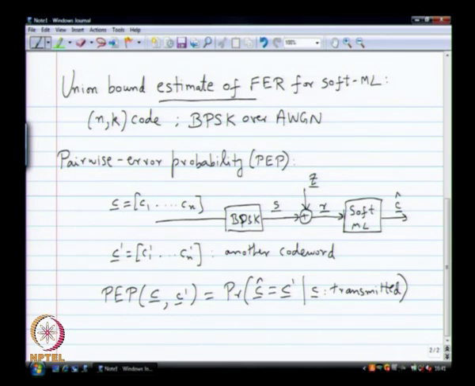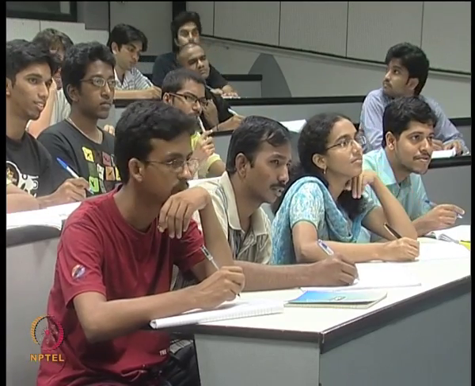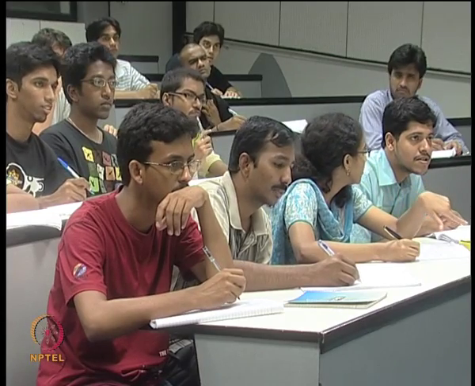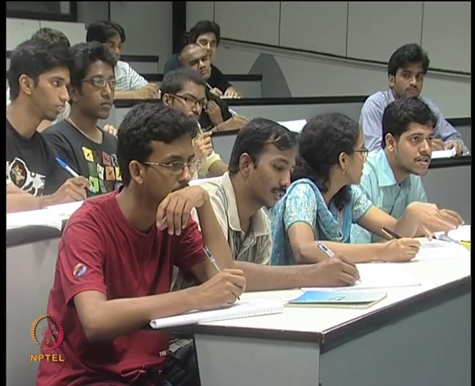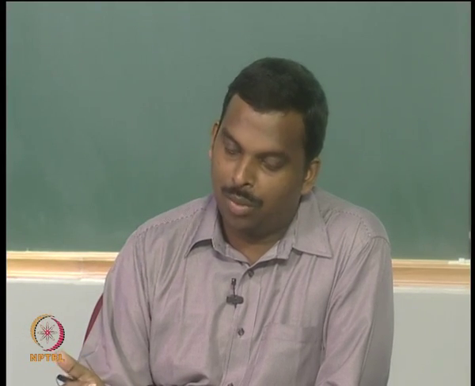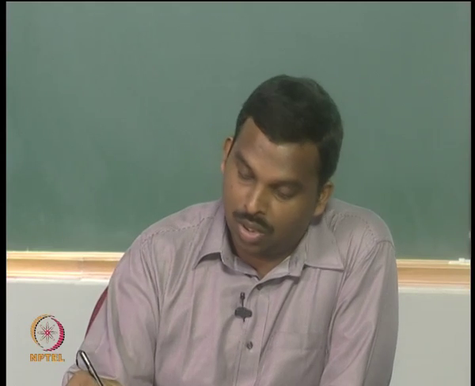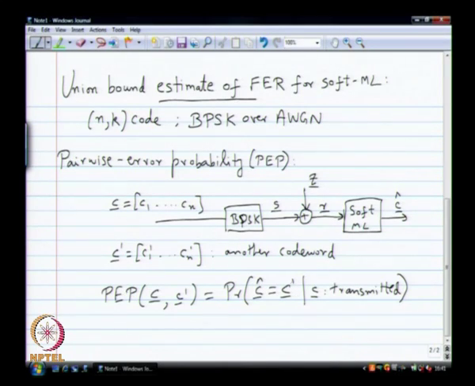Is that okay? You are staring at it like I have made a mistake. What is the question? So this is the probability that the soft ML decoder decodes to some other code word, C prime. That is, C hat equals C prime, given C is transmitted.